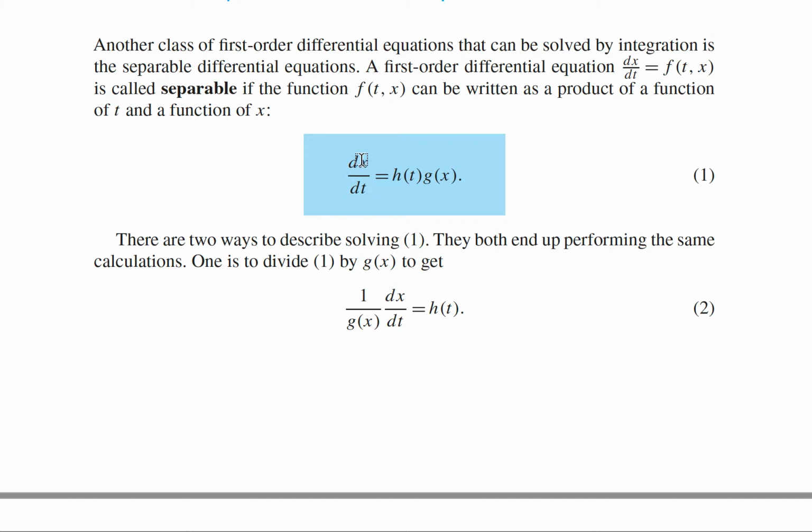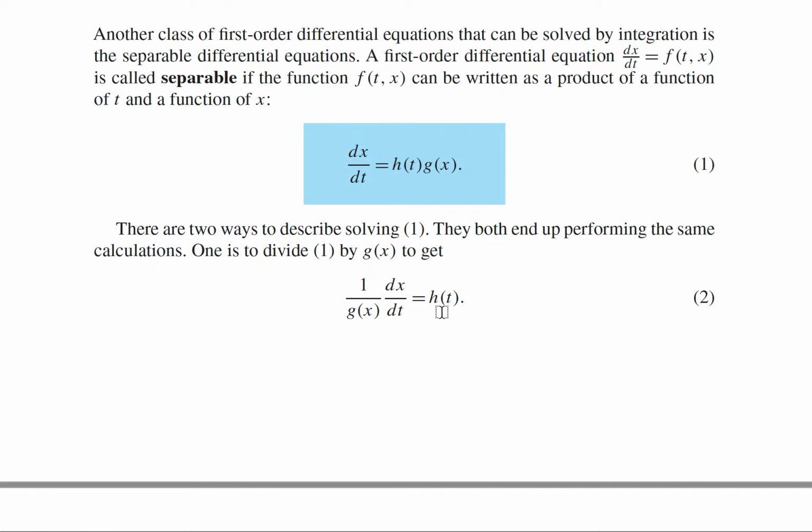You can see that here, x and t are separable in the sense that you can pull x to one side and t to the other side. To be more precise, the first thing that I do is divide g(x) to the left hand side. I'm going to have 1 over g(x) dx/dt is equal to h(t).